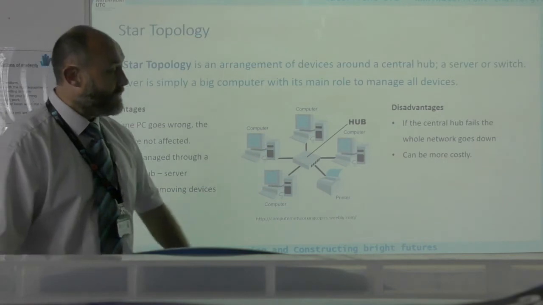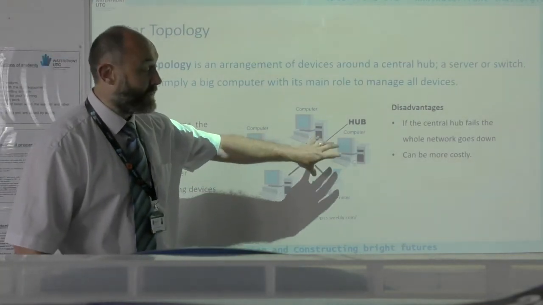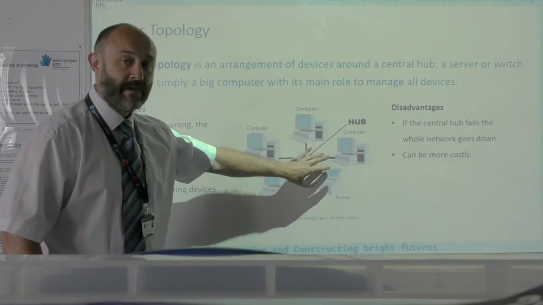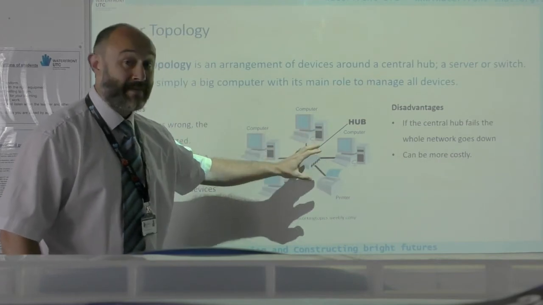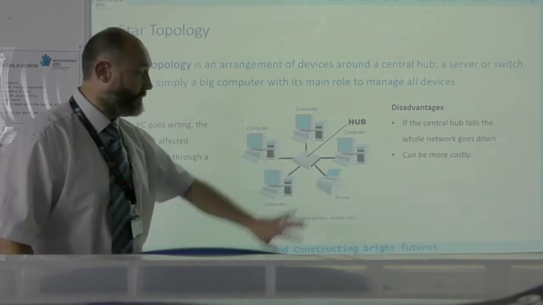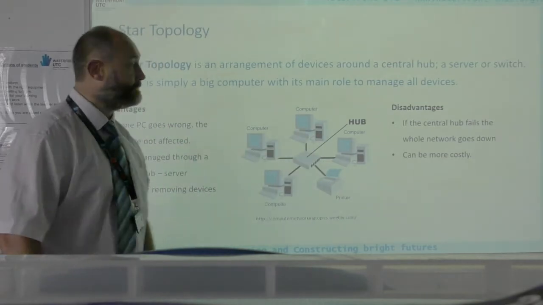Disadvantages. If the central hub, the switch or the server fails, the entire network fails. It can be more costly, primarily because you have a server right at the middle.